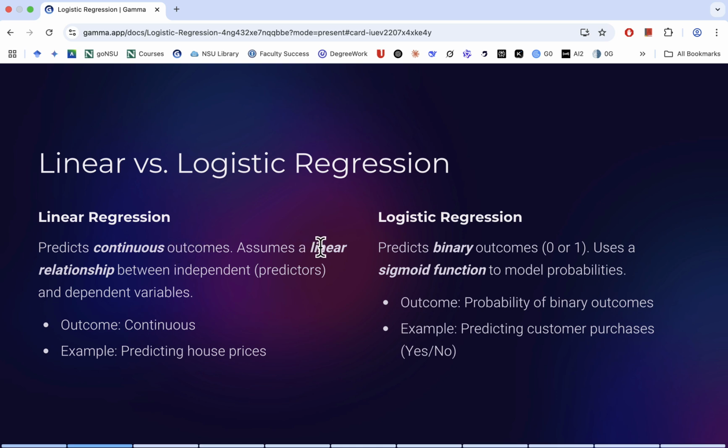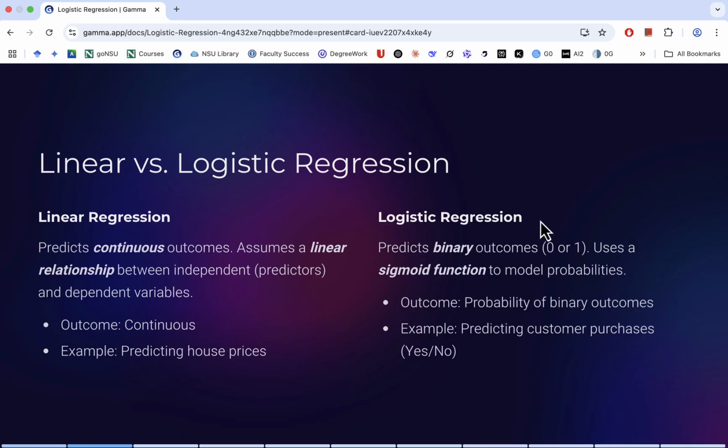It assumes a linear relationship between independent variables, which are also called predictors, and dependent variables. The outcome of linear regression is continuous. An example would be predicting house prices. House prices is a continuous variable and therefore we use linear regression.